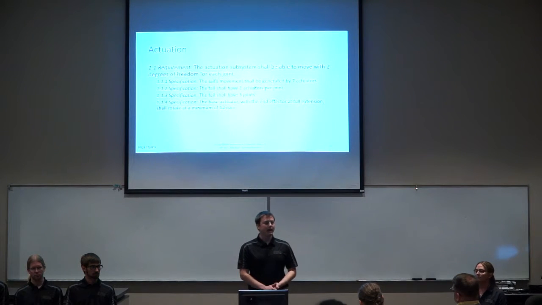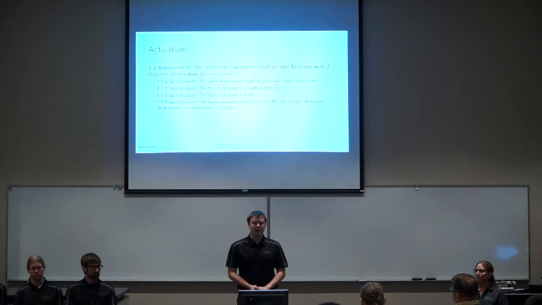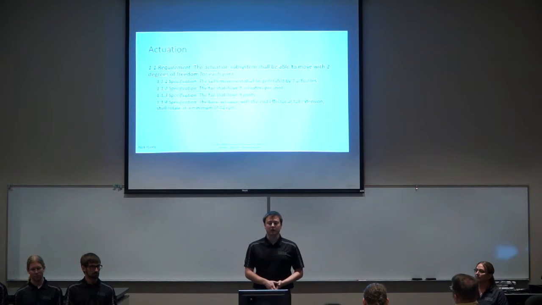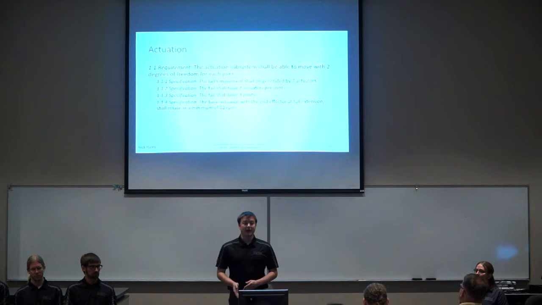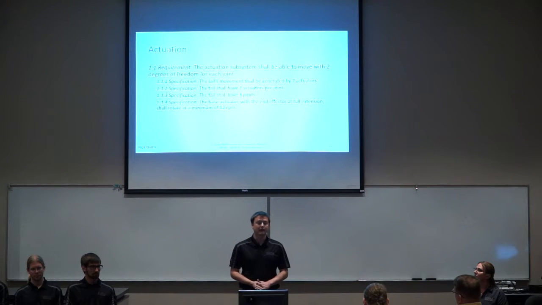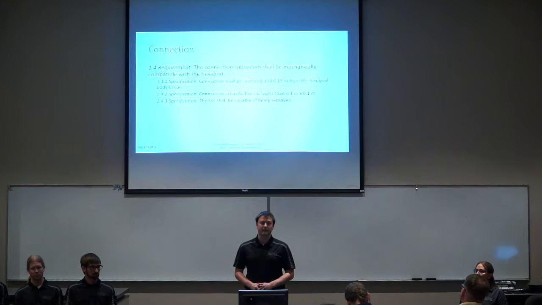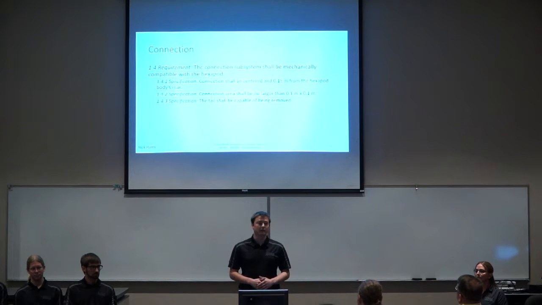So to start off, we'll go over the actuation requirements and specifications. So for our requirements, overall we need to have 2 degrees of freedom for each joint. And for our specifications, we need to have 7 total actuators, 2 actuators per joint and 3 joints. And the base actuator at full load or full extension needs to rotate at a minimum of 12 RPM. And for the connection, it needs to be mechanically compatible with the hexapod. And it will be centered 0.15 meters from the hexapod body's rear. And the actual physical connection will be no larger than 0.1 meter by 0.1 meter. And it will be removable.